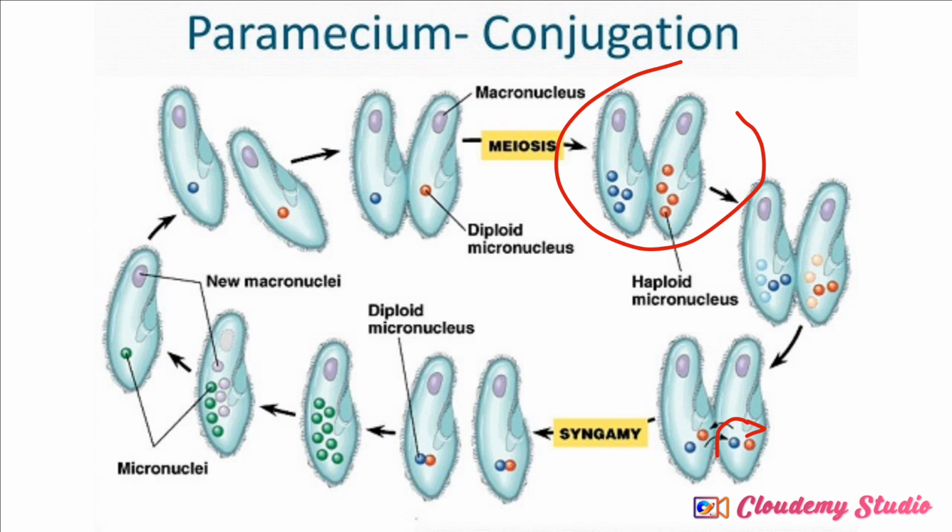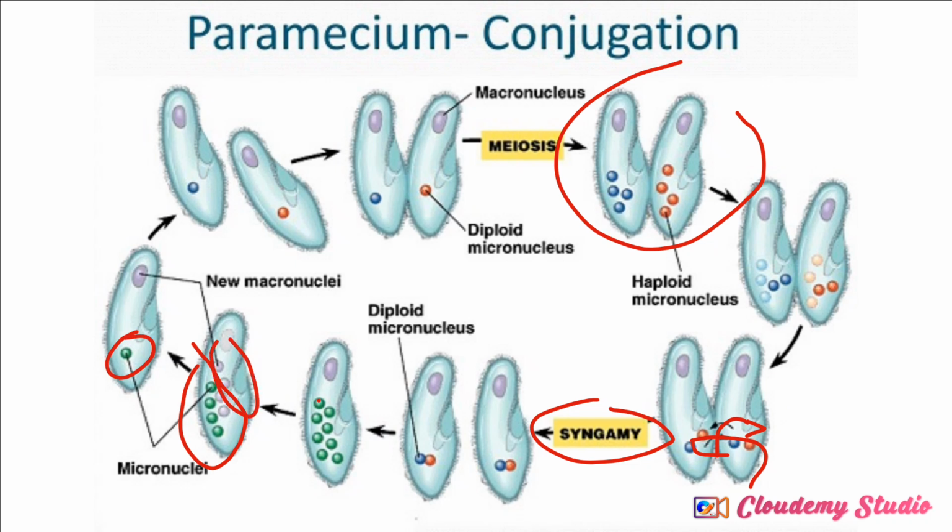Now, after exchanging genetic material, they undergo what we know as syngamy. You understand? During syngamy, they now have what? We now have, look at it, count 1, 2, 3, 4, 5, 6, 7, 8. They are going to have 8 nuclei. That is diploid nuclei. And look at it, these ones are going to fuse together to form a single micronucleus. And these ones are going to come together to form a single macronucleus.